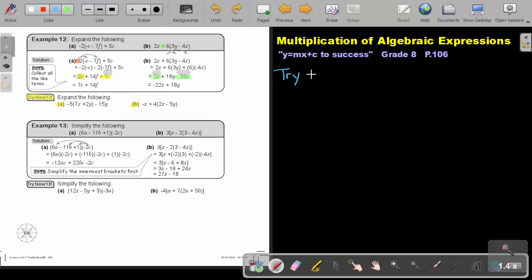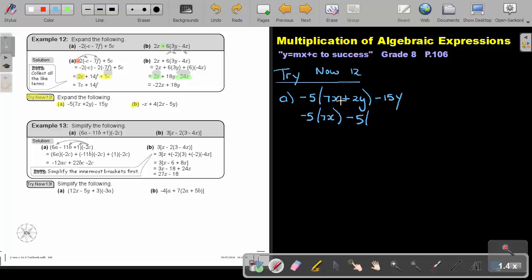Okay, let's look. Try now 12. Let's start with A. Just rewrite everything, and be careful for the negative. Again, you will see 2 terms, 1, 2. Okay, so rewrite the negative 5 and first the 7 you're going to multiply. But you're also going to take the negative 5, so I'm just rewriting it. You're also going to multiply it with 2y. Okay, and just continue with your 15y.